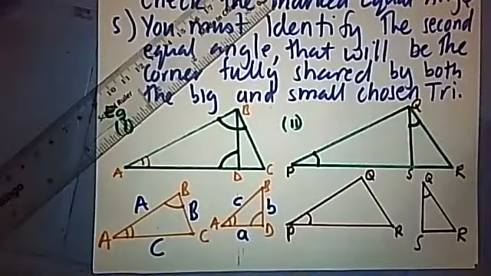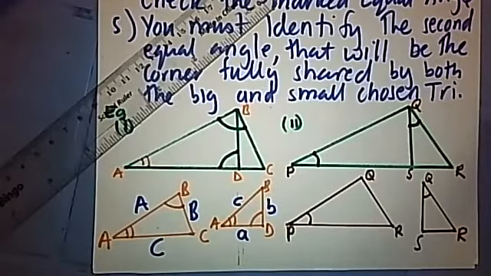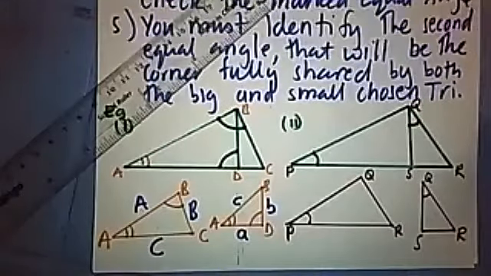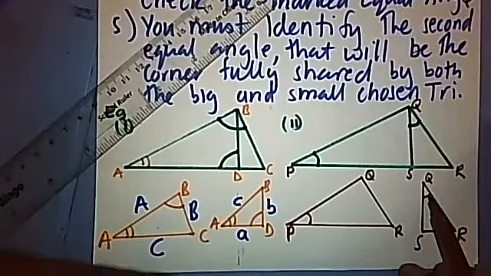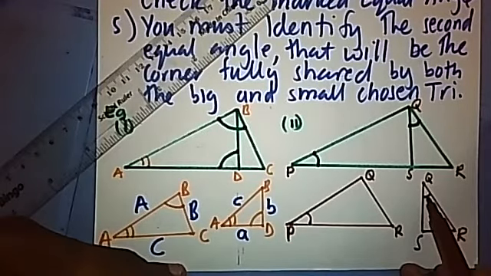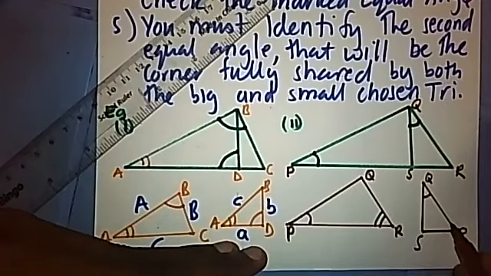Are we together? Then after identifying the smaller shape, we can now find the second equal angle they are sharing. Again, look at the letters. Which letters are they sharing? Q, R. Good. But Q already has an angle, so Q is dead. R has nothing, so R will be our second equal corner.